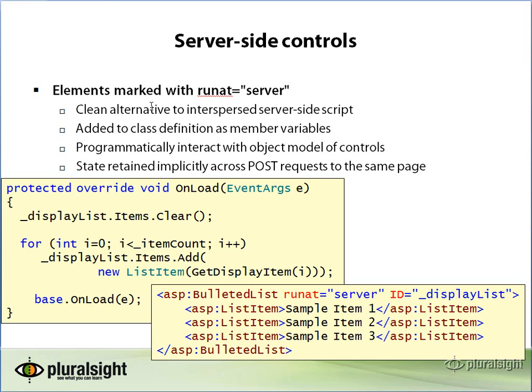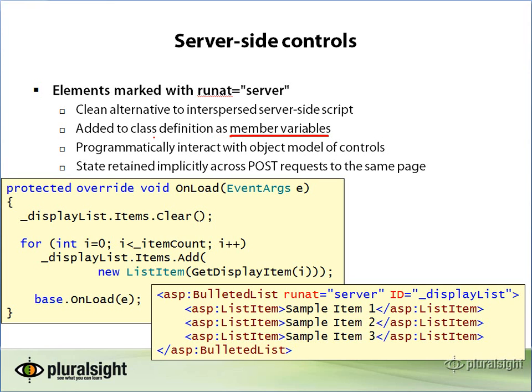So the way these work is any control on your page that is marked with the runat=server attribute. And this can literally be any HTML element if you want. You can turn anything you want into a server-side control. Or it could be one of the specially defined server-side web controls that ASP.NET provides for you. And what this will do is it will give you a server-side member variable of a particular type associated with that control that is going to be added to your class definition.